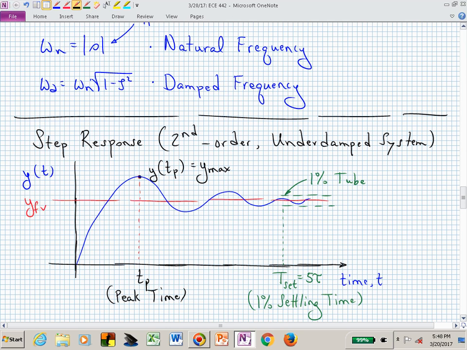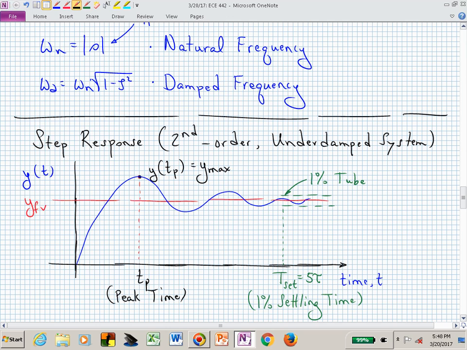We have peak time, T sub P. We have the maximum value of the output which occurs at that peak time, and we will see a little bit later why in this class it might be easier to talk about a 1% settling time than a 2% settling time. It just makes some of our formulas a little cleaner to talk about a 1%. But a 1% settling time is now consistent with 5 time constants.